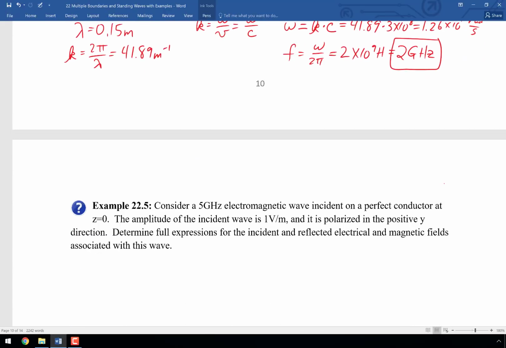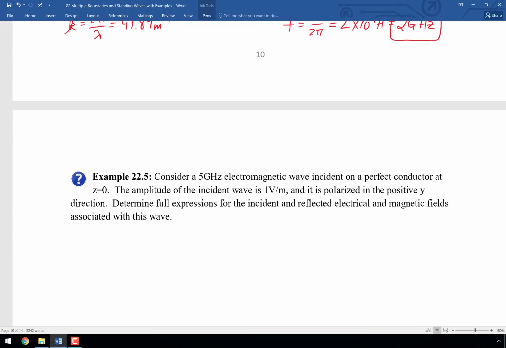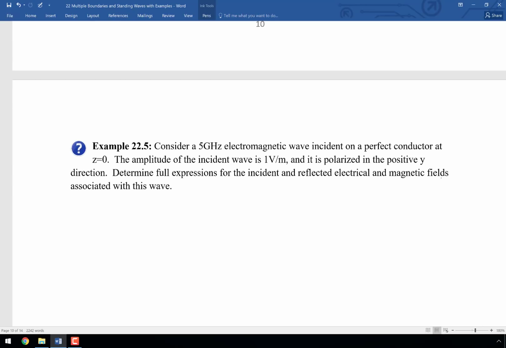Okay, now let's consider a 5 gigahertz electromagnetic wave incident on a perfect conductor at z equals 0. And so it's basically the same thing we've just been talking about. The amplitude of the incident wave is 1 volt per meter. It's polarized in the positive y direction. Determine full expressions for the incident and reflected electrical and magnetic fields associated with this wave.